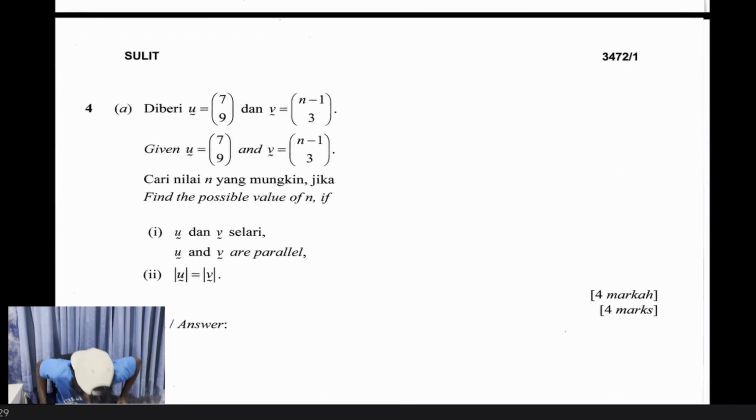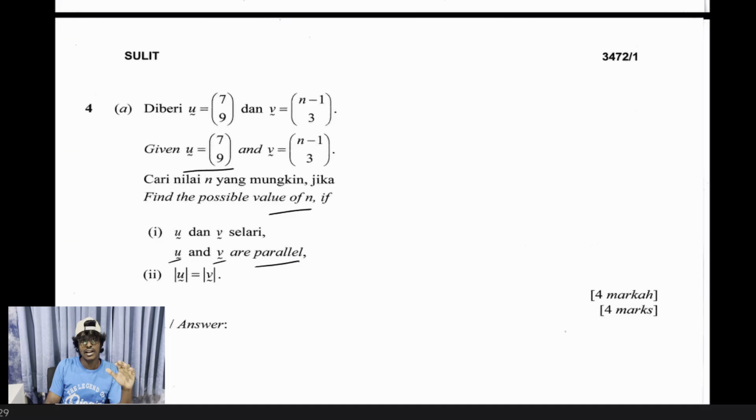Okay, so the next question is about vectors. Add Maths is all about doing it slowly. You understand and do it slowly so that you don't make a mistake. So look at everything and get everything in your head first. So we know that there's a vector called u and a vector called v, and these are the values inside. Okay, find the possible value of n if u and v are parallel.